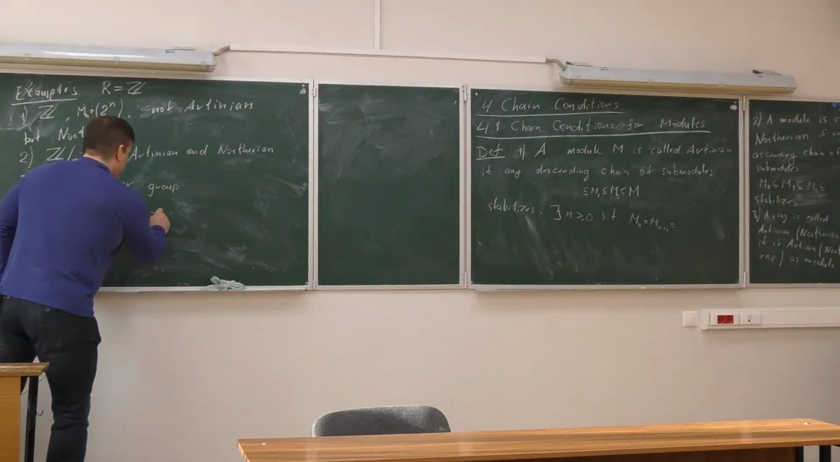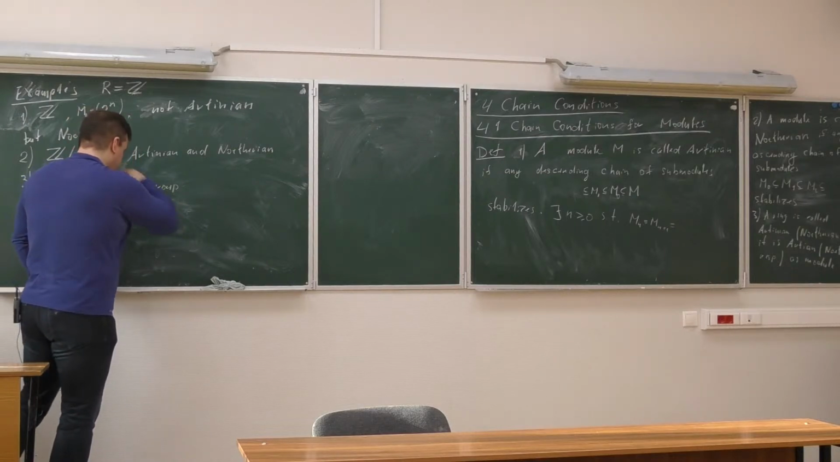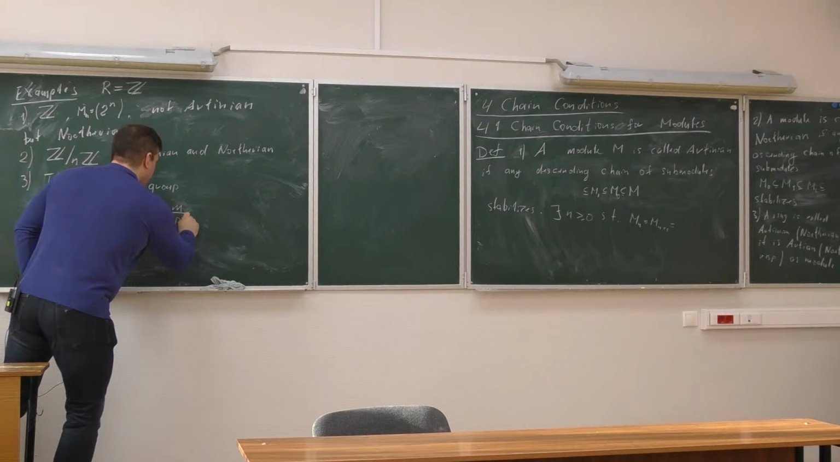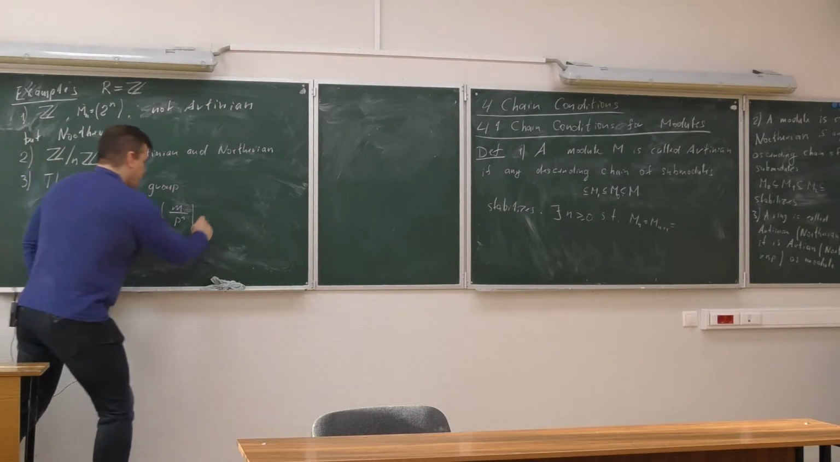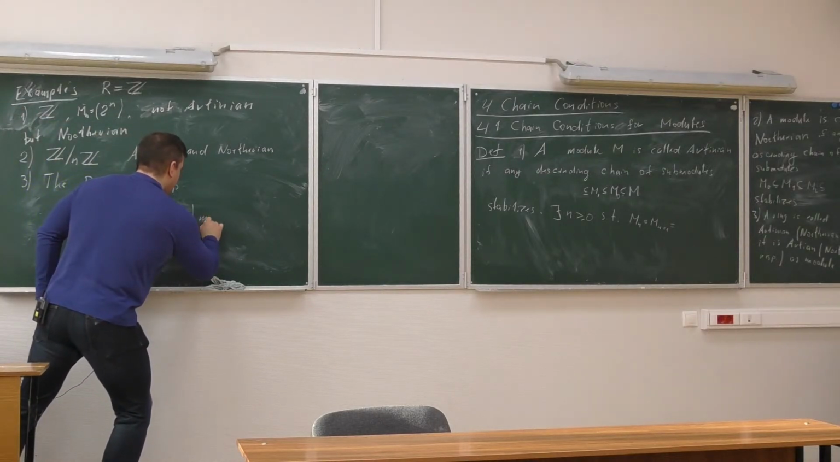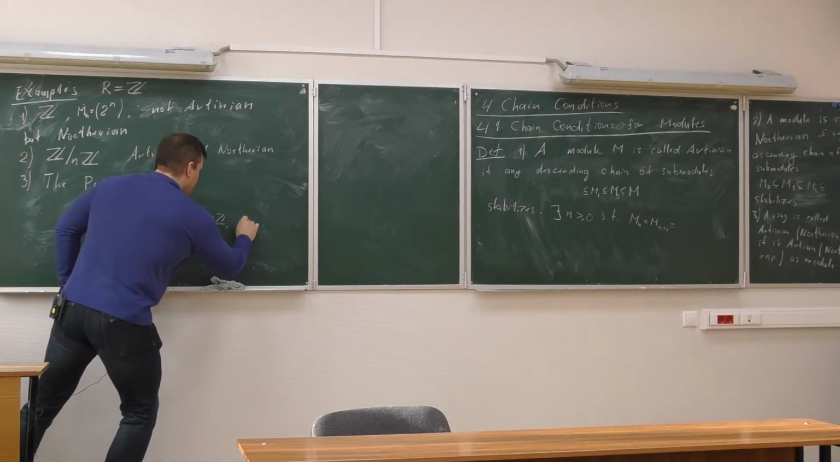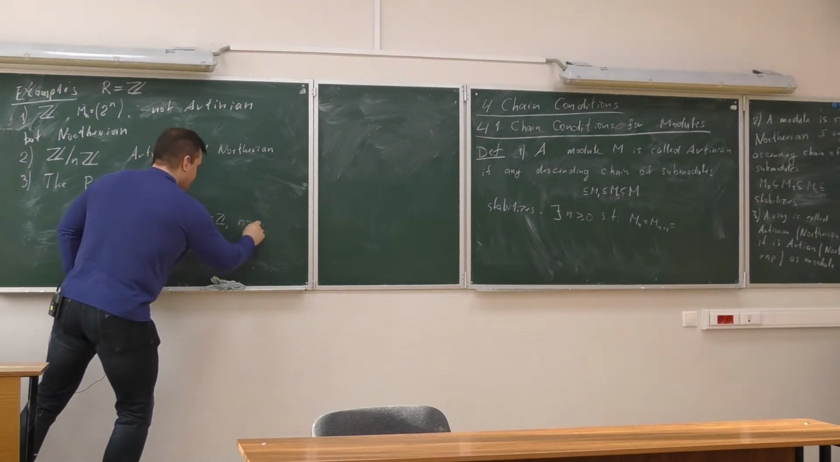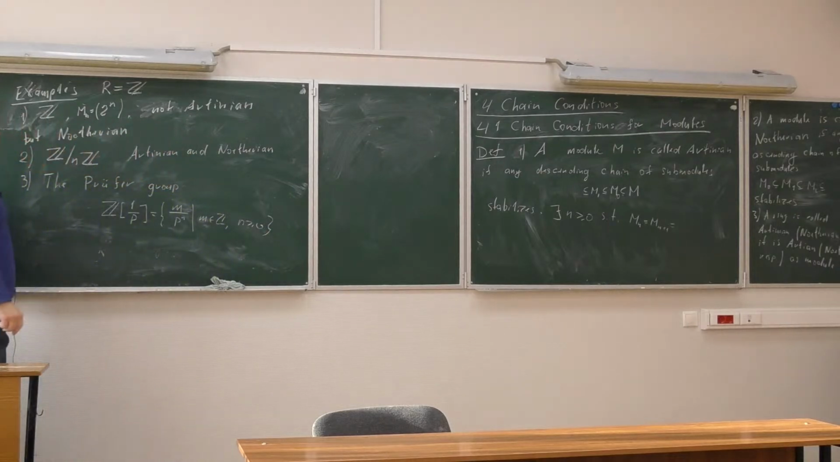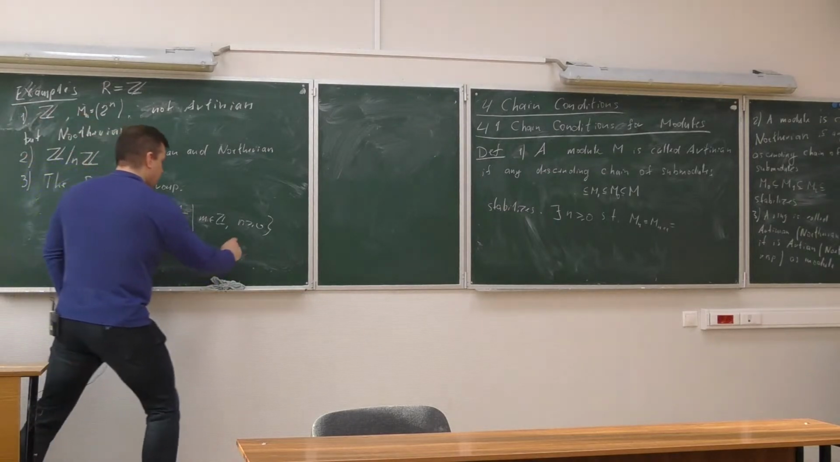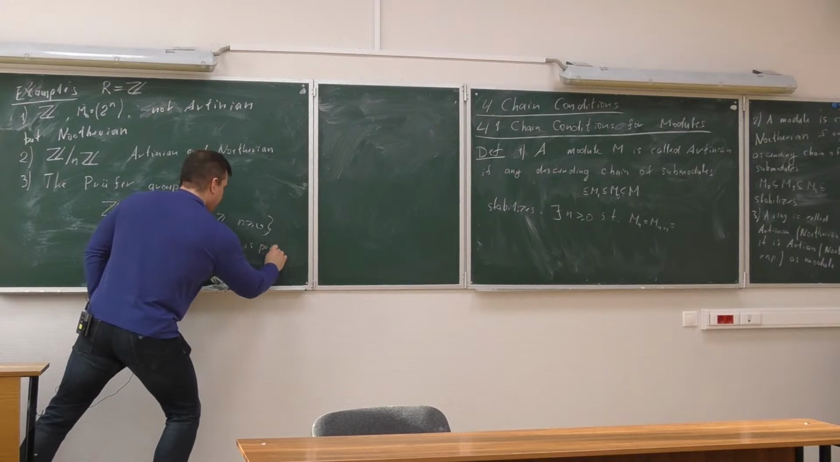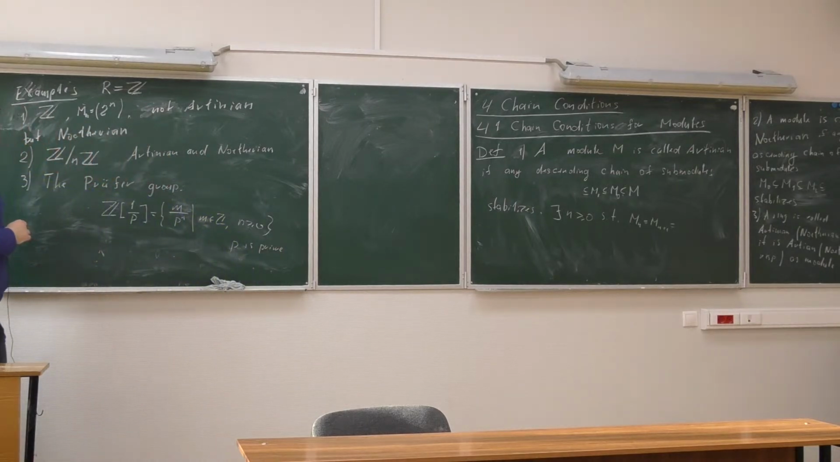But of course, if you want, you can write this as a set in the following way. This is m over p to the n. So this is just some rational number. m is an integer. So let me just write this. m is an integer, and n is some positive integer. Well, not negative integer. I also need to say that p is prime. But this is not the Prüfer group.